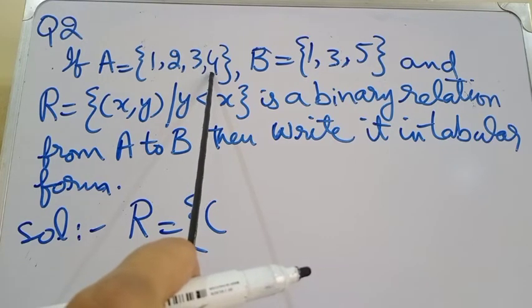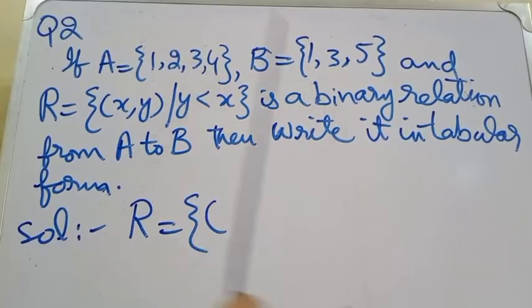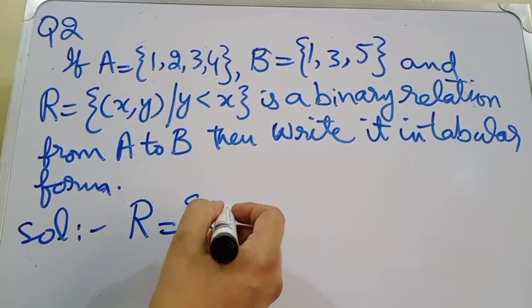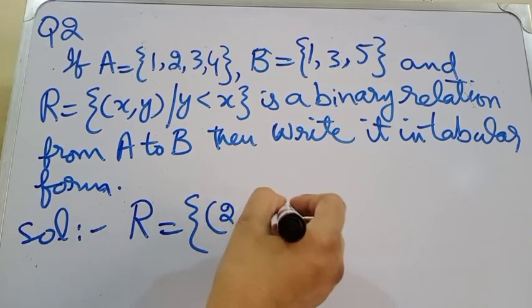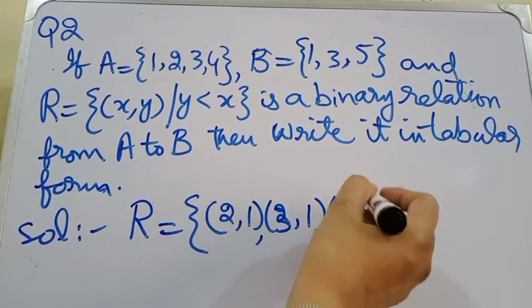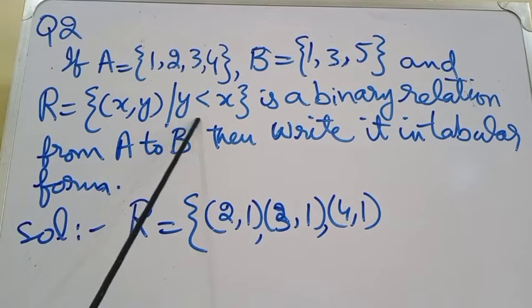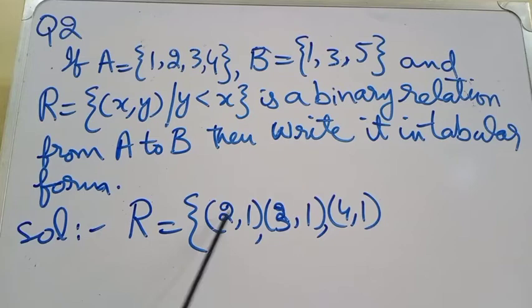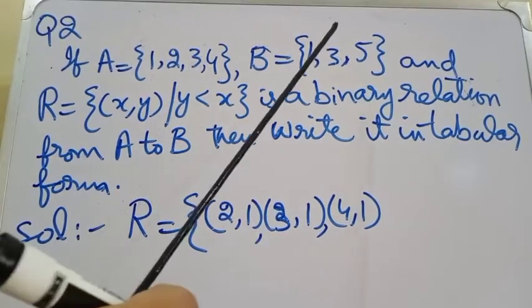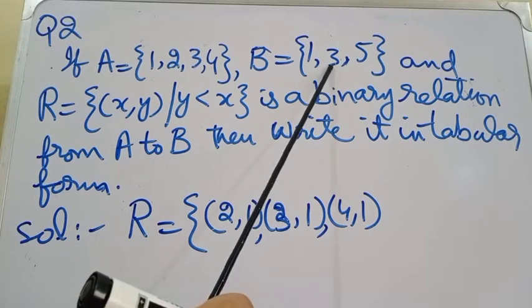So we can write that as (2, 1), (2, 3), and (4, 1). We write here (2, 1), (2, 3), (4, 1). All these elements satisfy this condition: Y is less than X, Y is less than X, Y is less than X, and 1 is less than 4. Similarly, we check next 3.